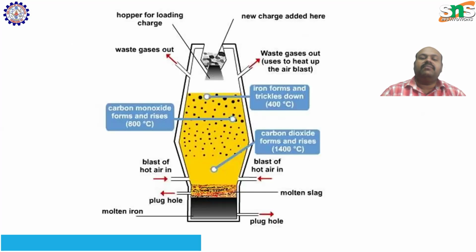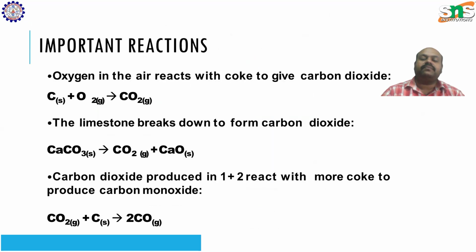So this is what the blast furnace looks like, where we have molten slag at the bottom. Blast air in and out is given, and carbon monoxide forms and rises at 1800 degrees centigrade. Iron forms and trickles down at 400 degrees centigrade. Carbon dioxide forms and rises at 1400 degrees centigrade. Waste gases out are used to heat up the air blast, and here with the waste gases out, a hopper for loading charge, new charge added here. Due to gravity, all the molten metal is collected at the plug hole.